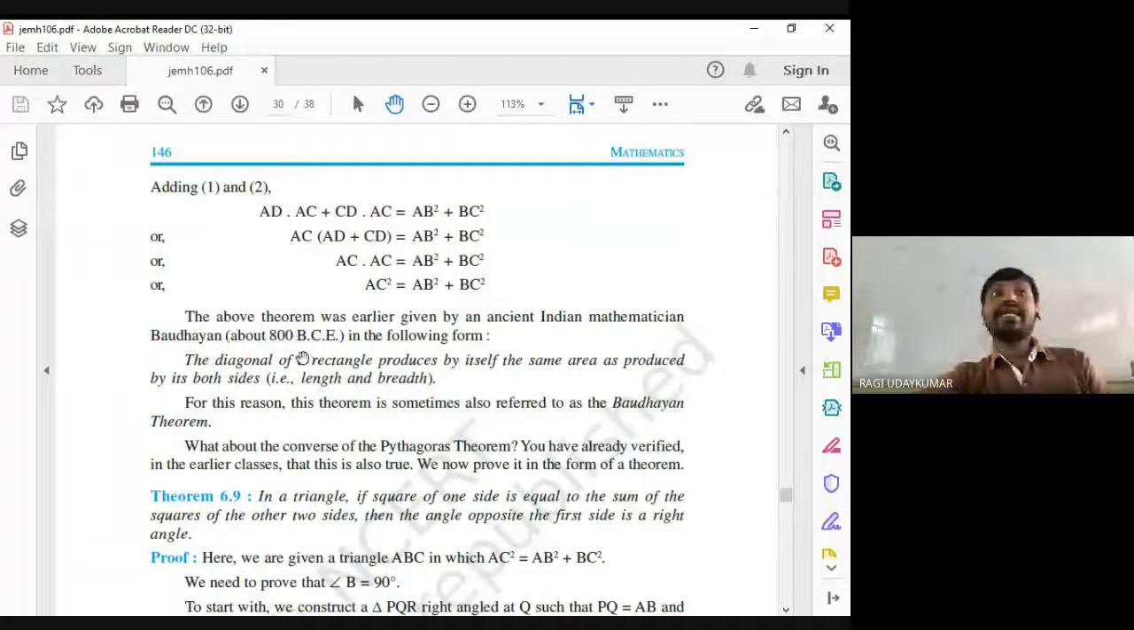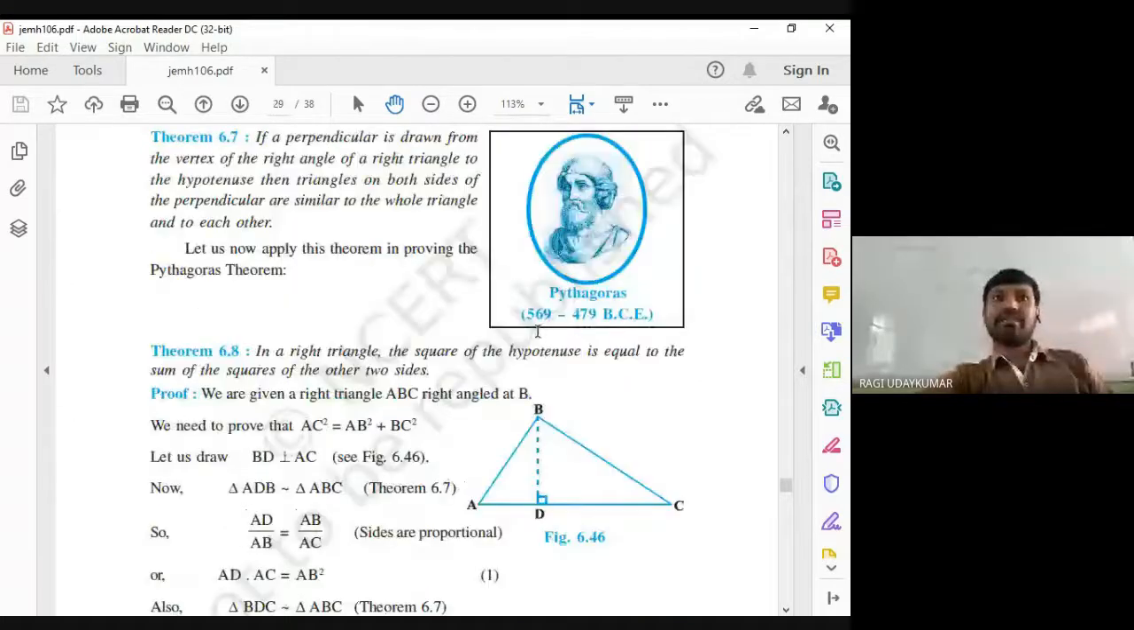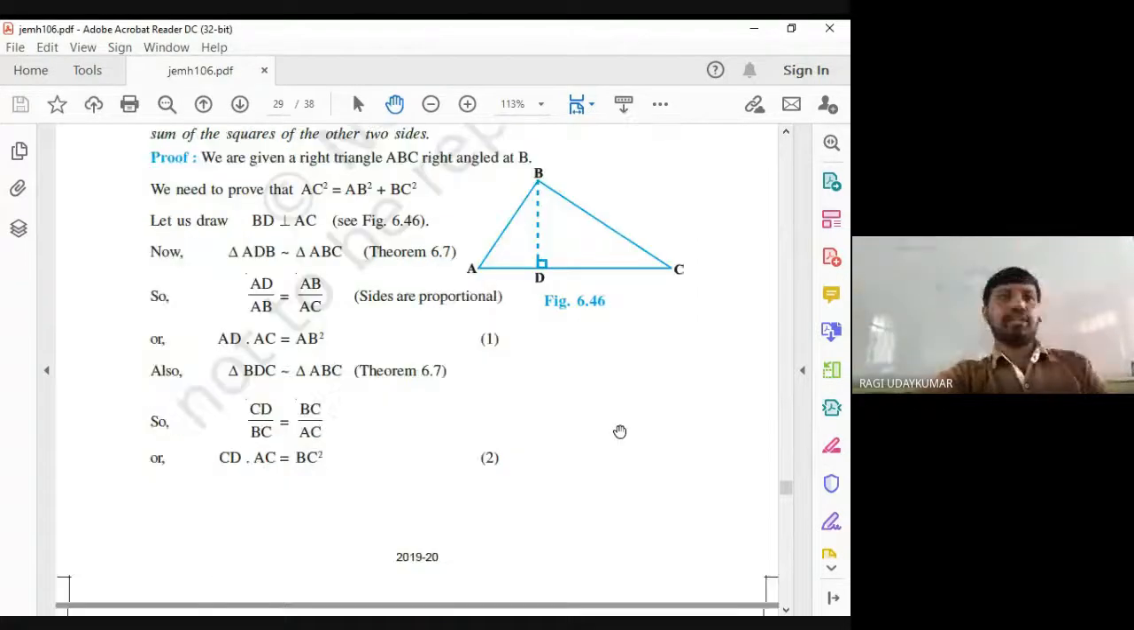Earlier, 800 BC. I think you know that the years before Christ keep decreasing. So 800 BC is very much before Pythagoras. Pythagoras is 569 to 479. You need to understand everything that is given in your textbook. That's why I'm explaining this to you.